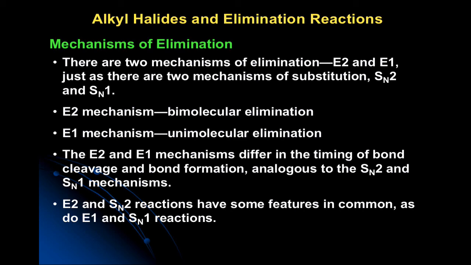So the E2 mechanism is a bimolecular elimination reaction, which means that the rate of the reaction is going to be dependent on two things. And what are those two things? That's exactly right. So if you have an E2 elimination and you want it to go really, really fast, increase the concentration of the alkyl halide and increase the concentration of the base.